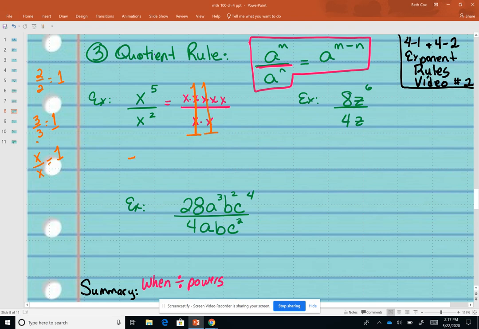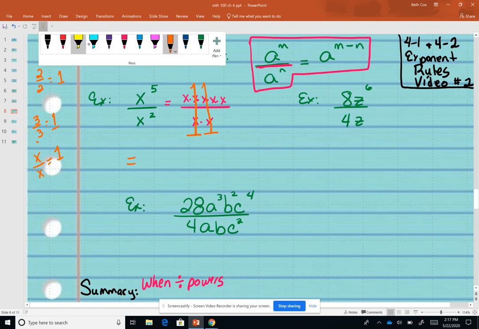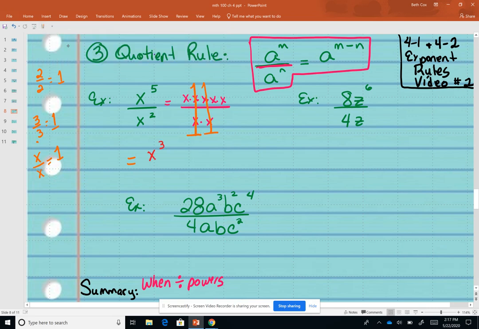What I'm left with is x to the third on top and a 1 on the bottom. I don't need that 1 on the bottom, so my answer is just x to the third. So that's what's happening here. Now the rule just says subtract 5 minus 2 and you get 3, and that is correct. But I wanted you to see why it works.